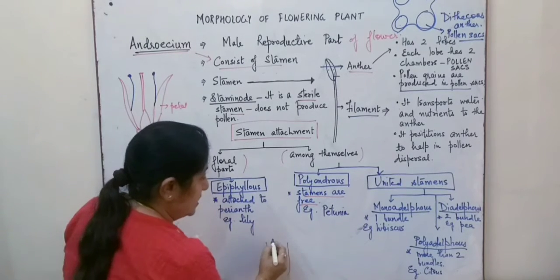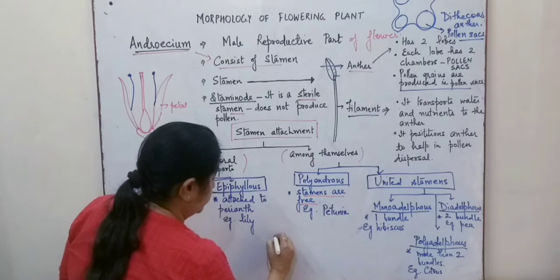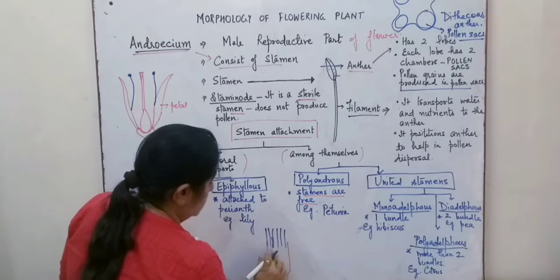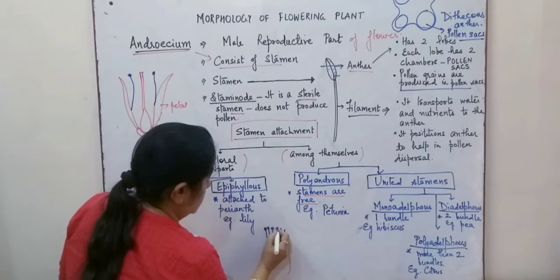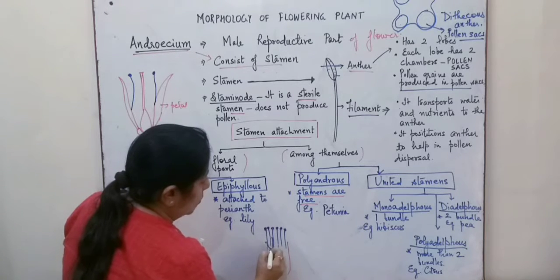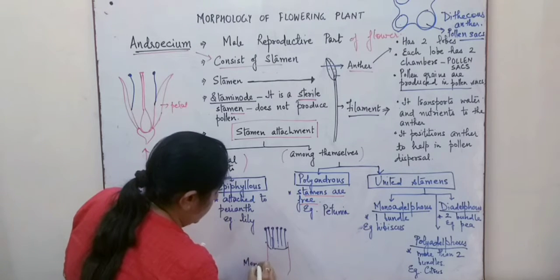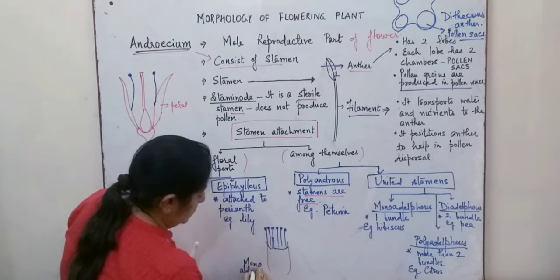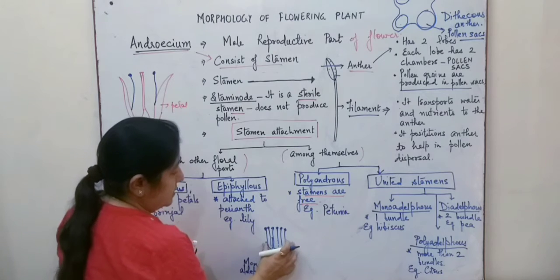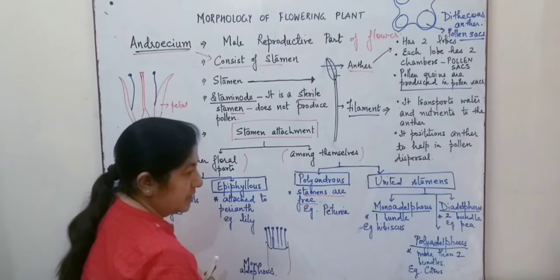So all the stamens, these are the stamens, and they are present in one bundle only. This is the one bundle, that is the monoadelphous condition, and this condition is observed in the hibiscus flower, where all the stamens are in one bundle. So here only one bundle is being formed.